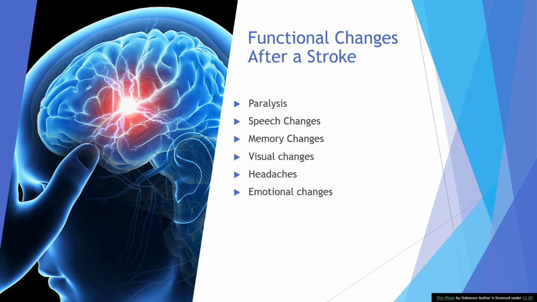Functional changes after a stroke. A stroke can cause many issues. Paralysis, speech, and memory loss are just some of the functional changes that can occur. Paralysis normally occurs on the contralateral, or opposite, side of whatever part of the brain was affected. It can be hard for them to communicate with others, and loss of memory, short or long term, can occur.